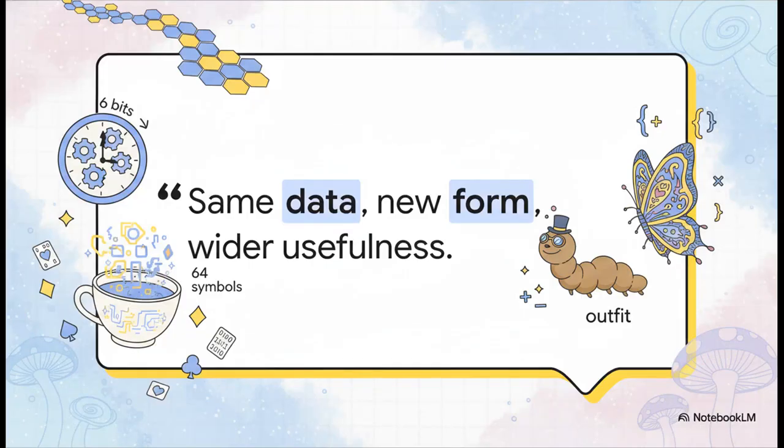So is Base64 math or is it coding? Well, the answer is, it's both. It uses a simple, elegant mathematical principle, that 6 bits can represent 64 symbols, to solve a fundamental coding problem. It doesn't change what the data is, it just changes its outfit. It's the exact same data, just in a new form, which gives it a much wider usefulness. And really, what could be a more elegant solution than that?